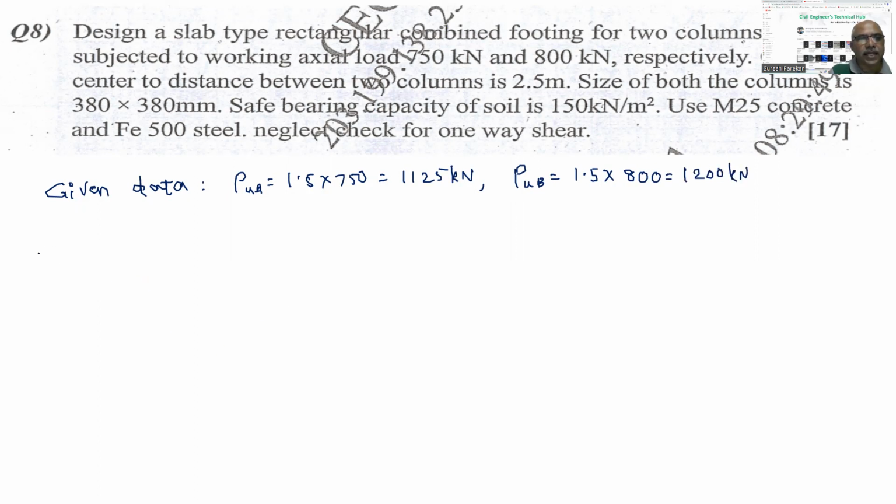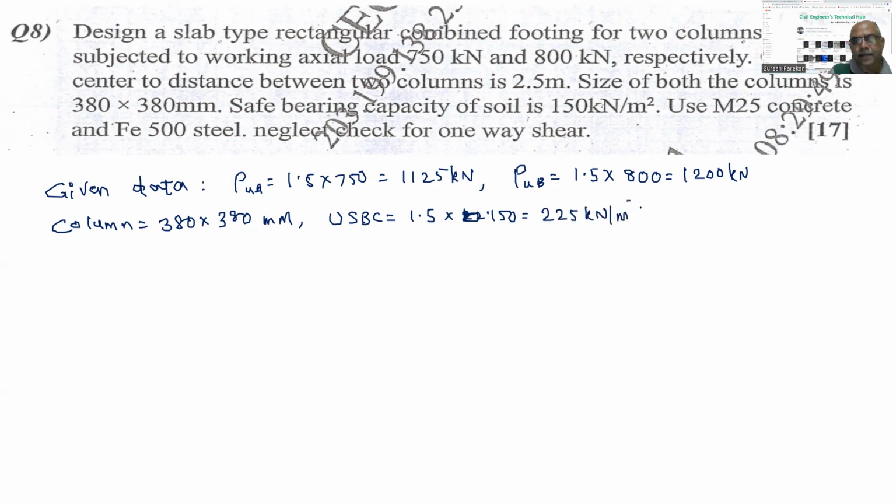Then we have column size 380 by 380 mm. Then distance between two columns is 2.5 meters. Ultimate SBC is 1.5 into 150, which is 225 kilonewton per meter square. Materials are M25 and Fe415.